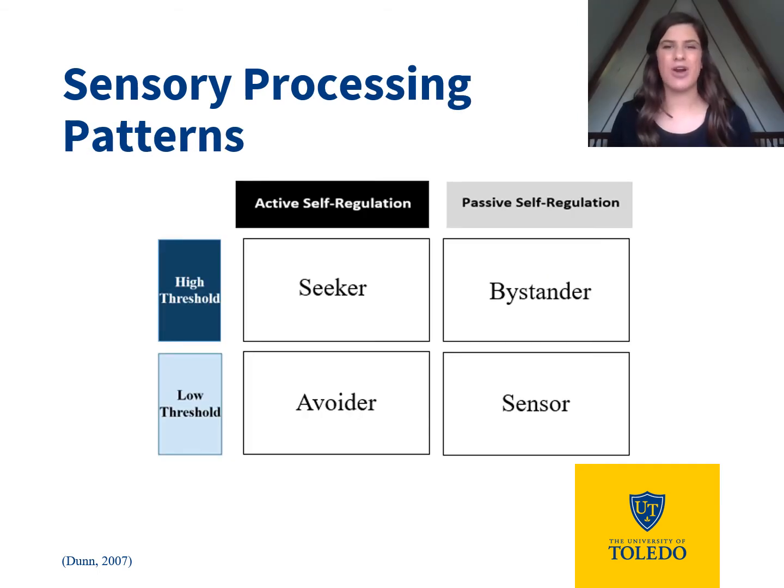Everyone has a sensory processing pattern, so everyone fits somewhere within a seeker, bystander, avoider, or sensor. Sensory patterns can differ depending on the sensory system, so someone could be a tactile seeker but a vestibular avoider. For example, I'm a tactile seeker. When I go to stores, I have to touch all the different textures and clothing, but I'm also an auditory sensor. I easily become annoyed with the smallest sounds. I can't stand things like clocks ticking or people humming.